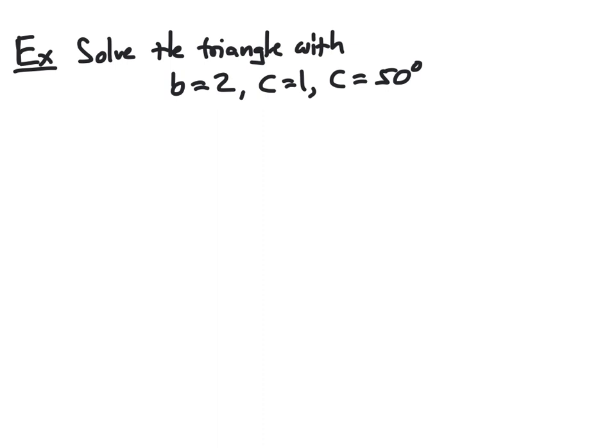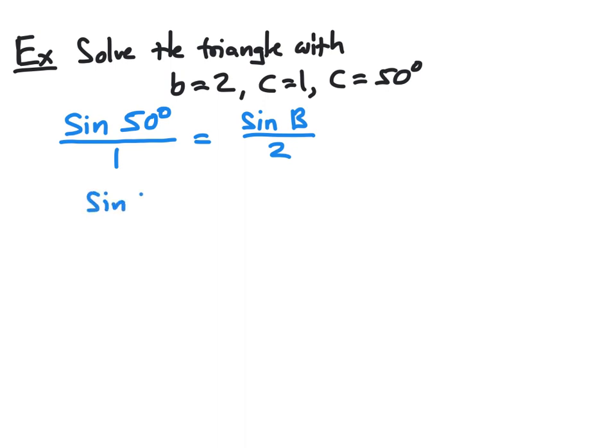In particular, we should start off using the sine of angle C over side length C, so sine of 50 degrees over 1. And we should set that equal to the sine of angle B over side length B, since we know that side length B is 2. From this, we can see that the sine of B is equal to 2 times the sine of 50 degrees. And this is approximately 1.53.